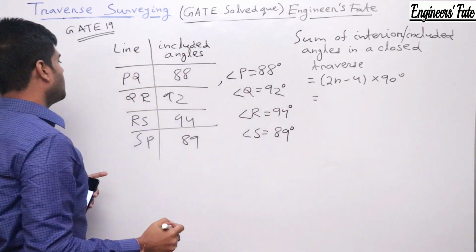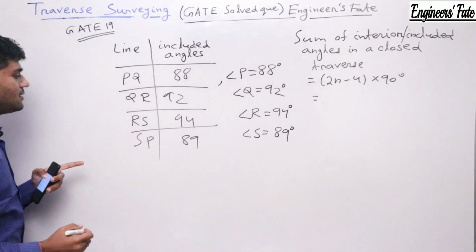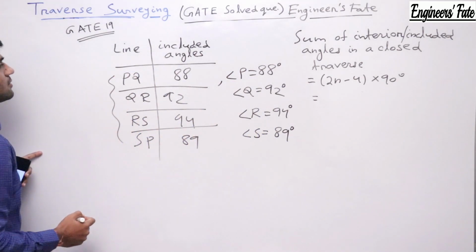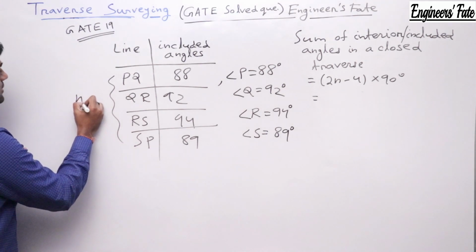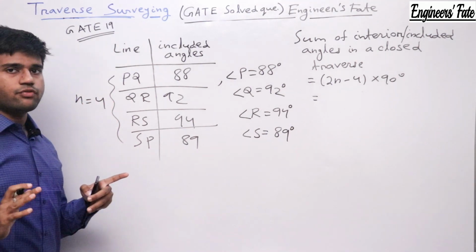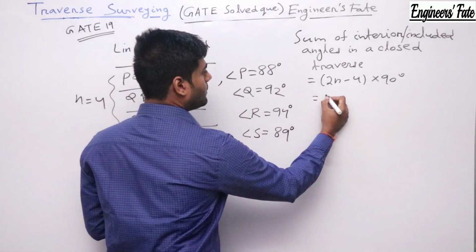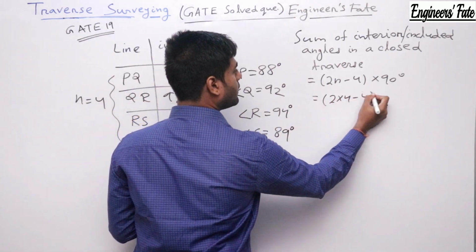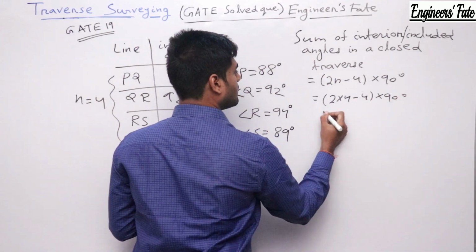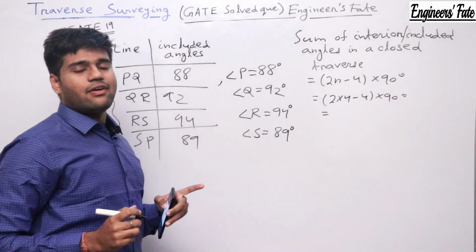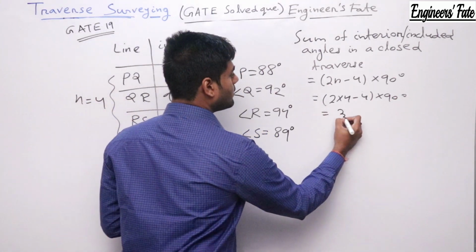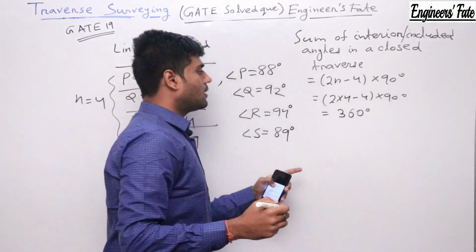So what is n here? PQ, QR, RS and SP. So how many sides of the traverse? That means n equal to 4. I am having 4 sides of the traverse. That means (2 into 4 minus 4) into 90 degree. So what is the value I am having? I am having 360 degrees.